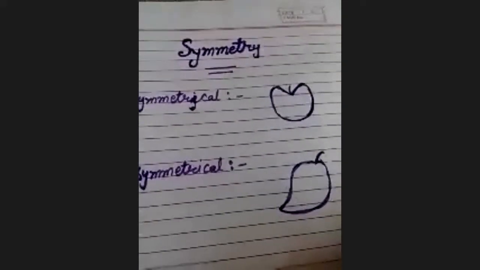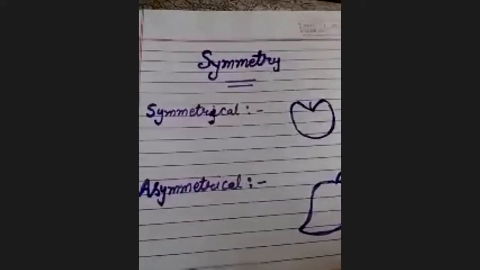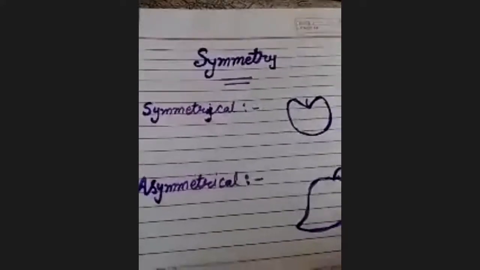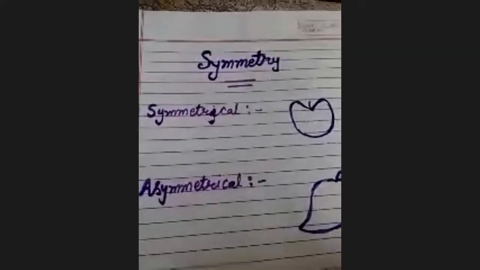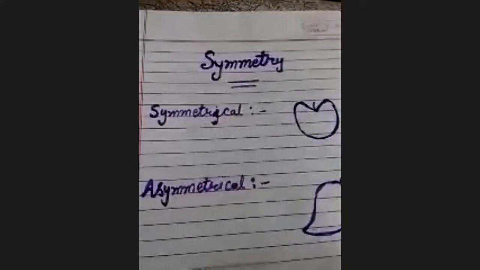First, symmetrical objects are those objects or figures which we can divide into two equal parts.